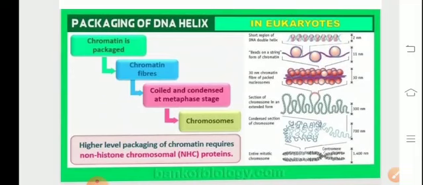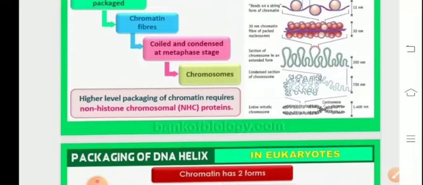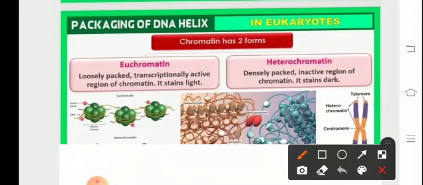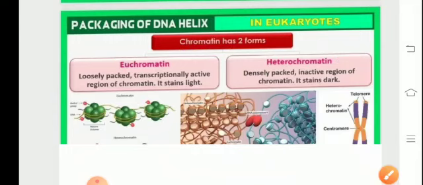Talking about the packaging, in addition to the histones, there are the non-histone proteins and the nucleosomes. They come together to form the chromatin material, which has two forms. One is the euchromatin and the other one is the heterochromatin. The euchromatin region is the one which is loosely packed, stains very light, and is the active region.